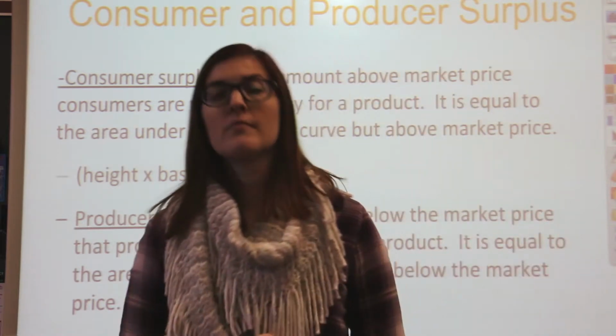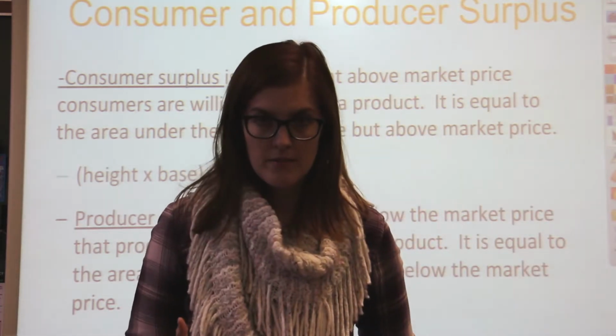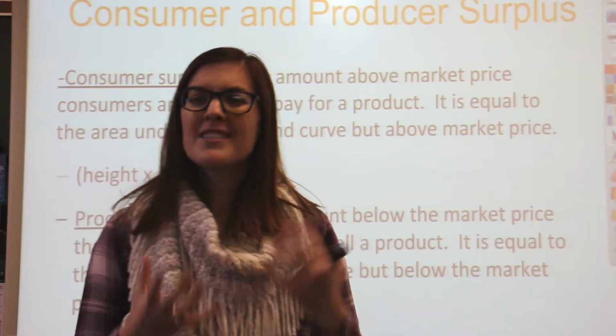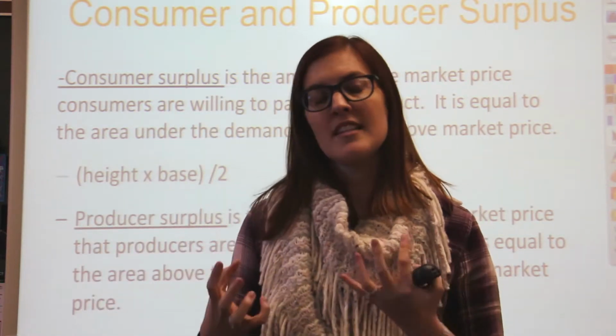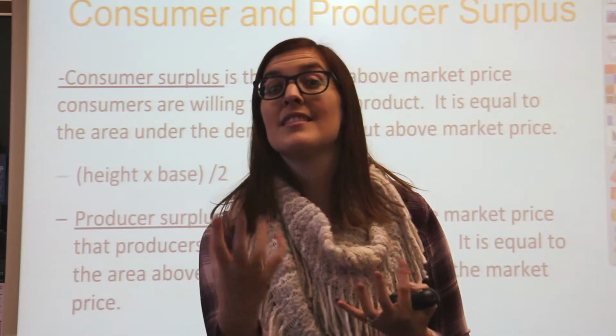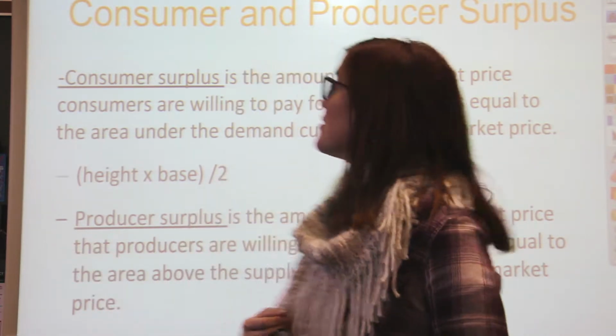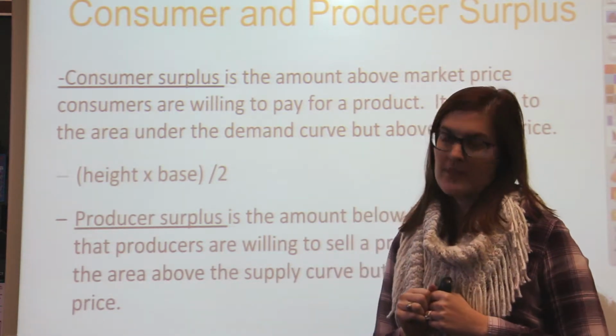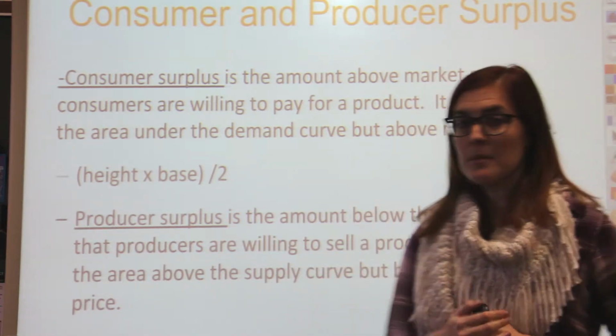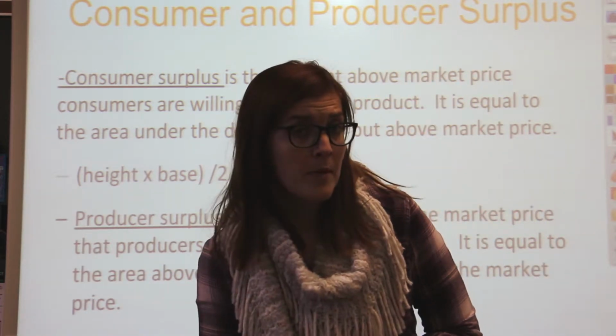So moving on to consumer and producer surplus. Consumer and producer surplus isn't hard. Surplus, think gain. A consumer gains if they don't have to pay as high of a price as they thought they would have. So consumer surplus is the price below what they were willing to pay for it. Versus producer surplus, a producer wants to sell it for as high of a price as possible.